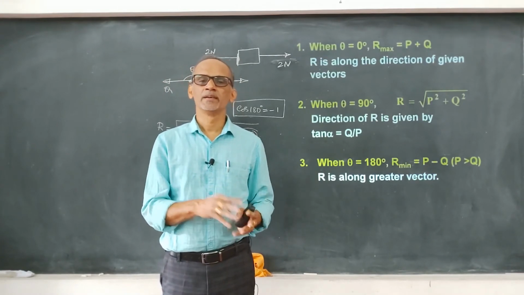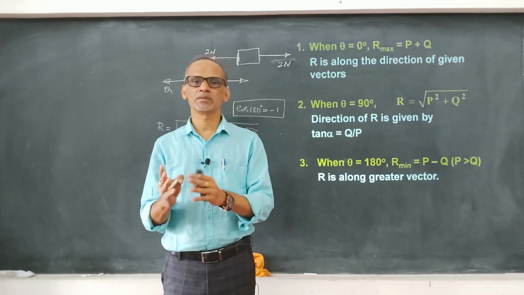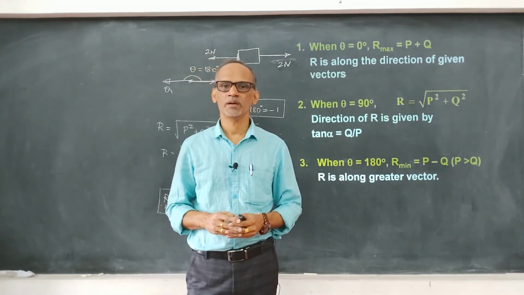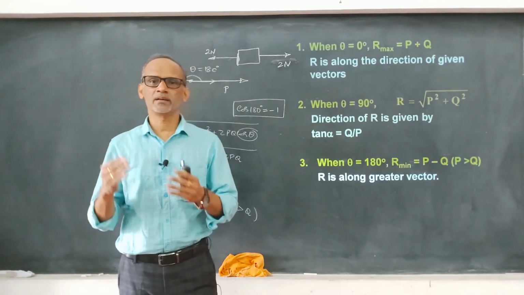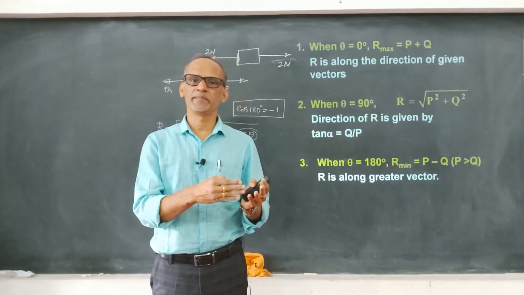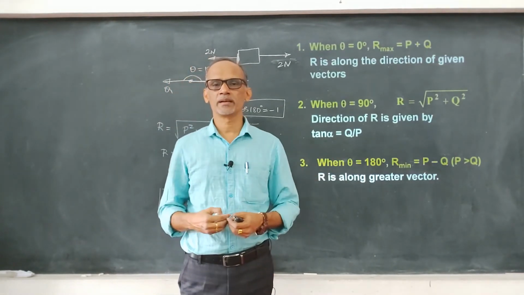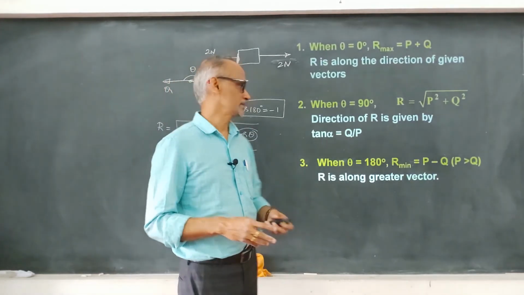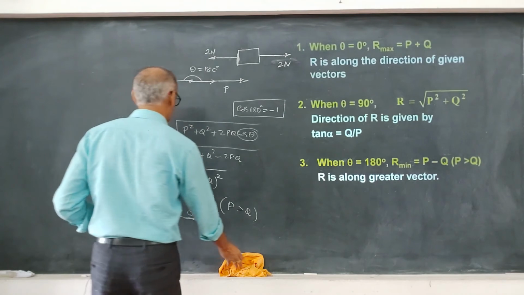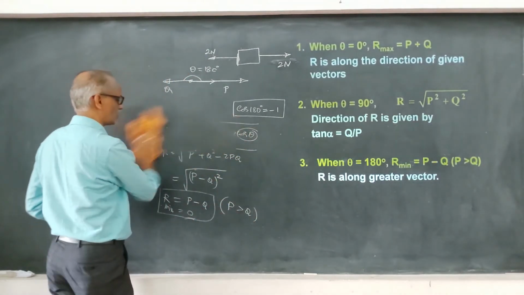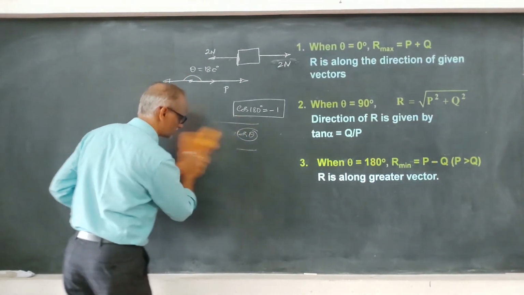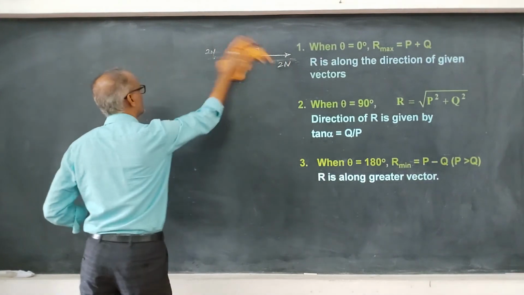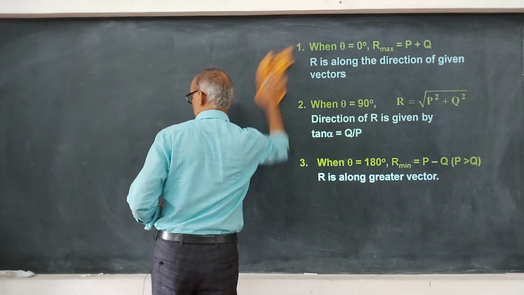If P is greater. Now what if Q is greater? Then R is equal to Q minus P. What about the direction of the resultant? Always along the greater vector. If P is greater, the resultant will be along that direction. If Q is greater, it will be along Q. Are you following, students? So these are called the special cases of vector addition.